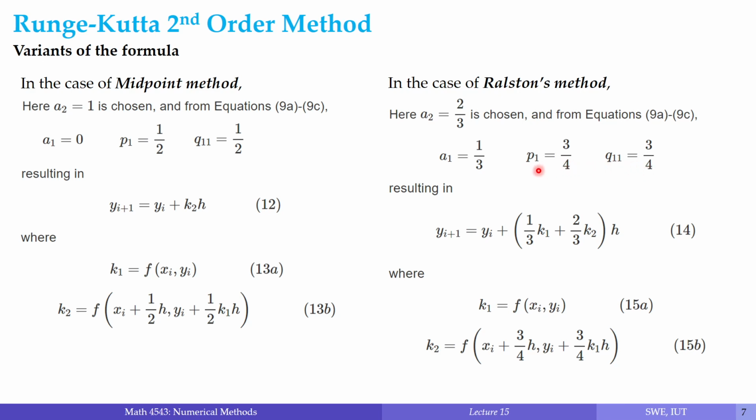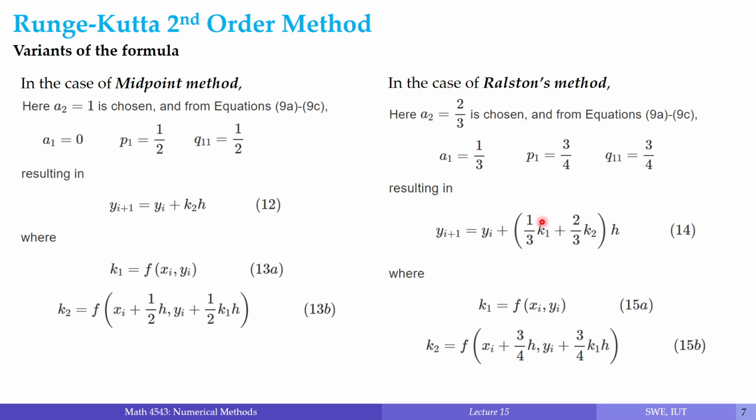Again, I'm reiterating: I'm calling p sub 1 as p and q sub 11 as q, because in my opinion you don't need the subscripts, but in the professor's lecture notes he has used these two subscripts without mentioning the actual reason. So for now, I'm just calling them p and q.